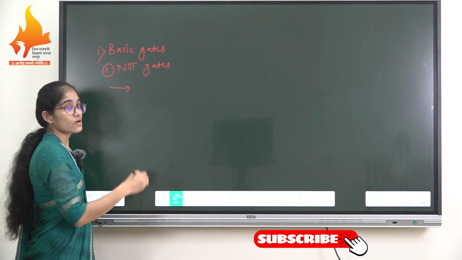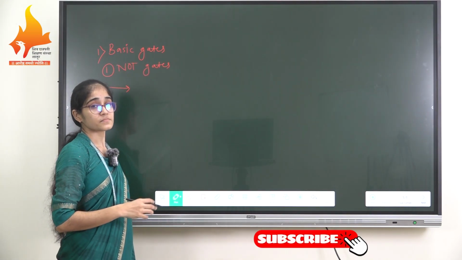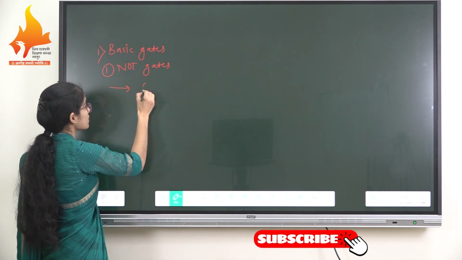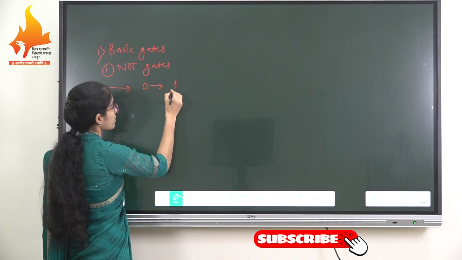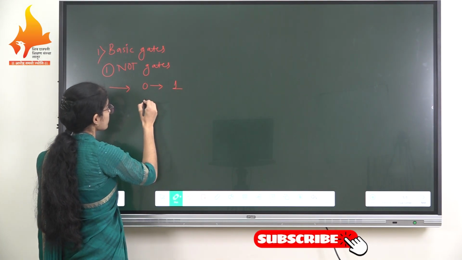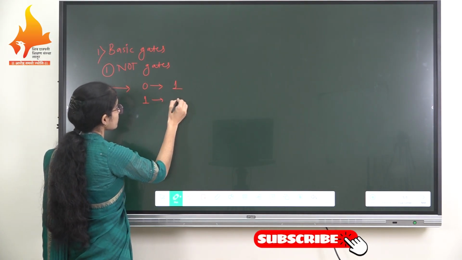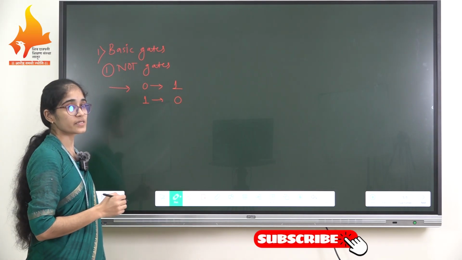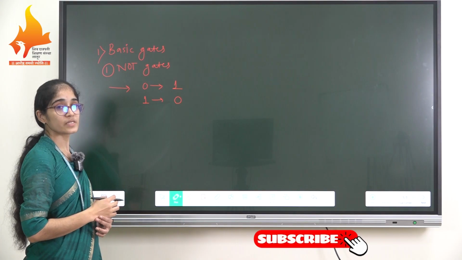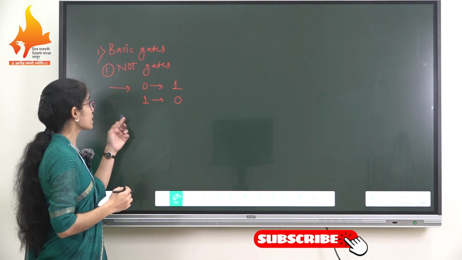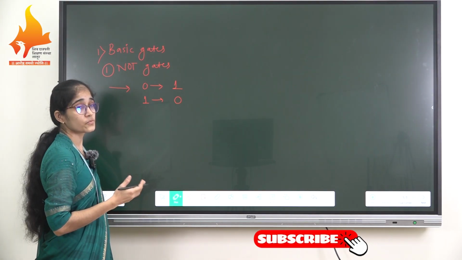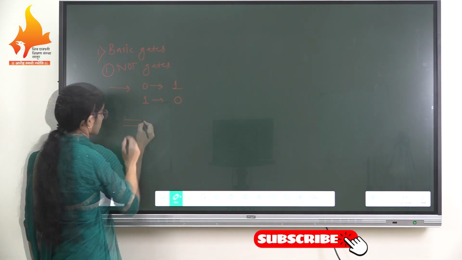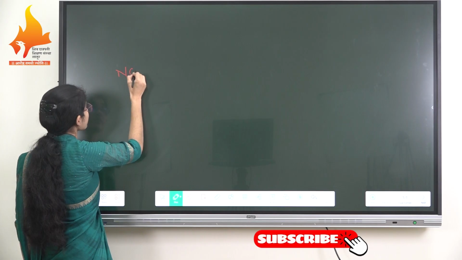The NOT gate gives the complement output of any given input. That means if we give 0, then it gives output as 1, and if we give 1, then it gives output as 0. Since all the logic gates work on only zeros and ones, they will produce the output according to the input. Okay, we will now see the NOT gate.